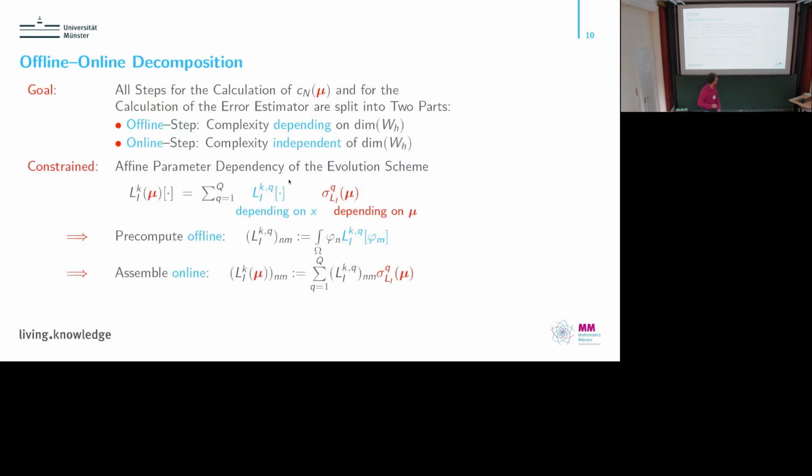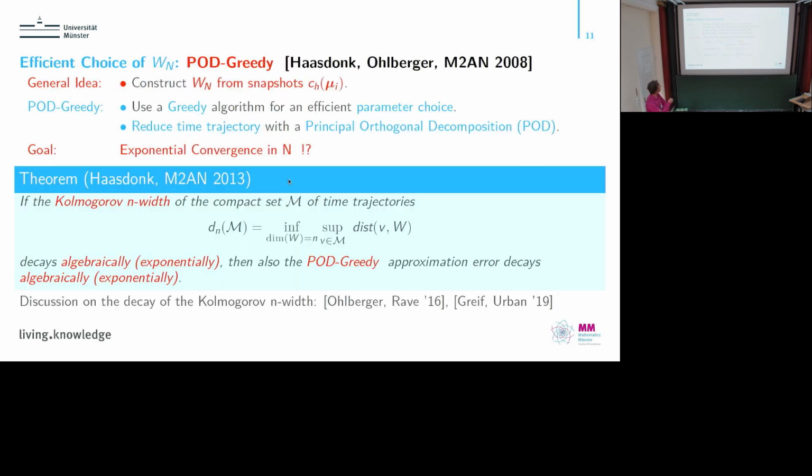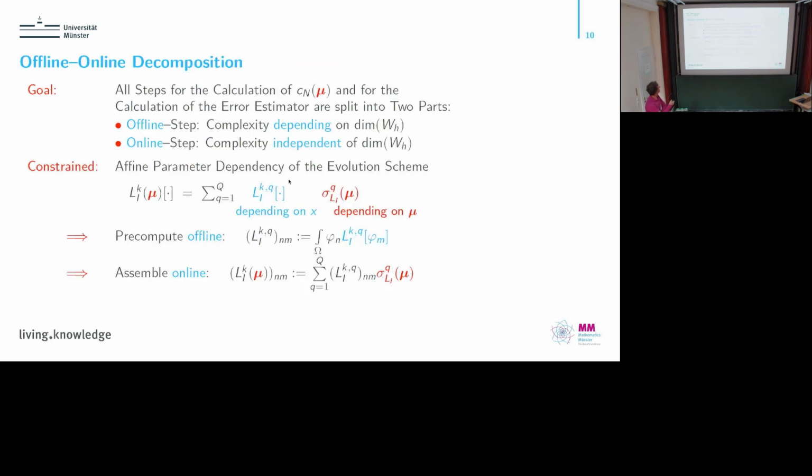So offline-online splitting is the following. You assume that your operator has a particular form, namely what we call an affine decomposition, that you can write it as a sum of some operator that only depends on x, and a multiplication with a nonlinearity depending just on the parameter mu. So separability in x and mu.